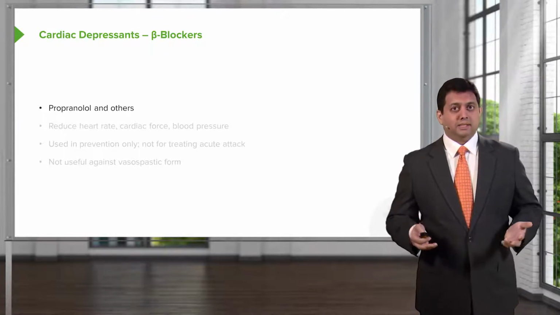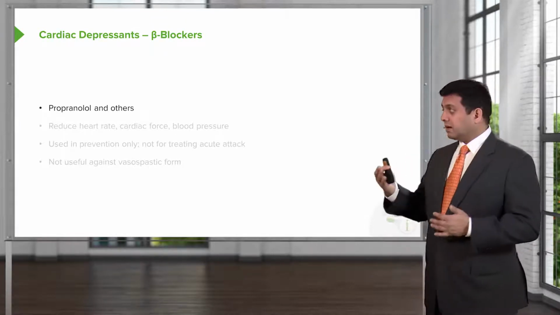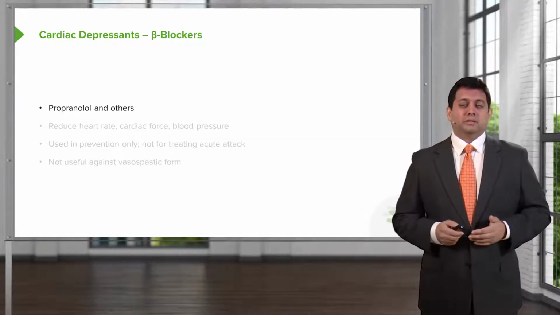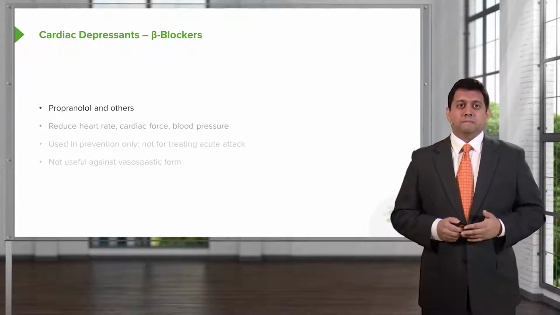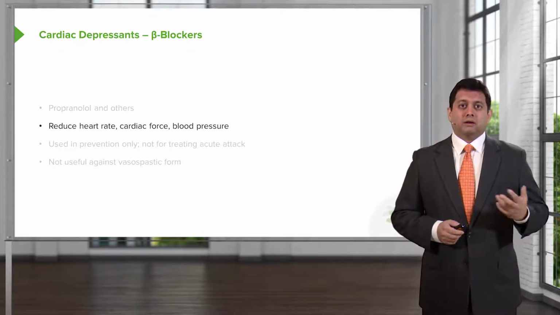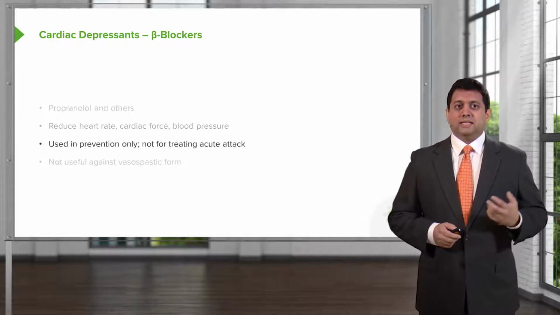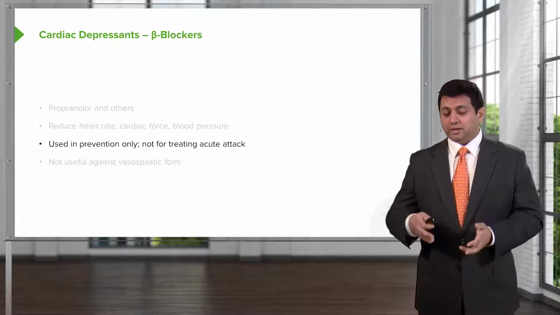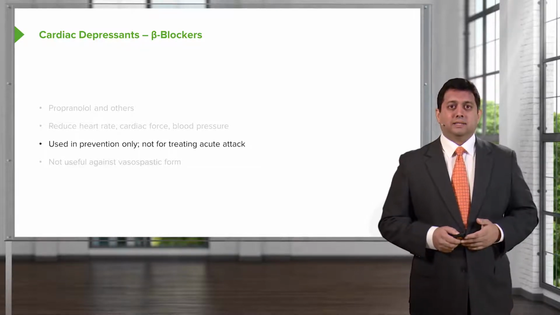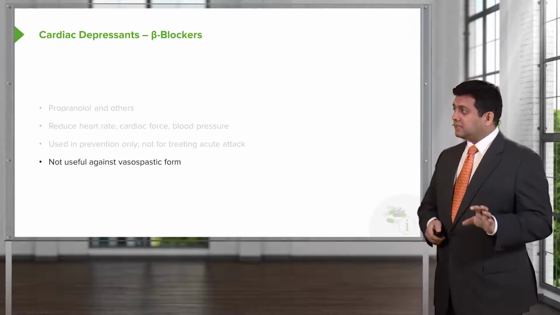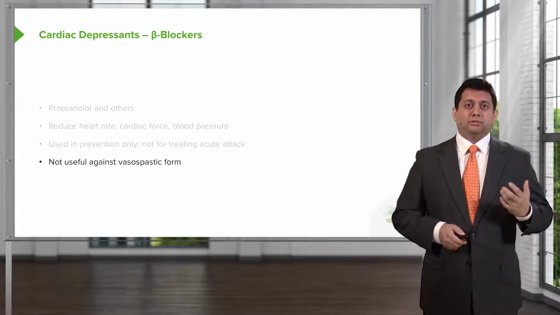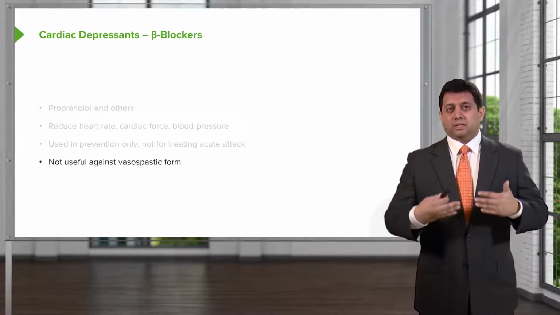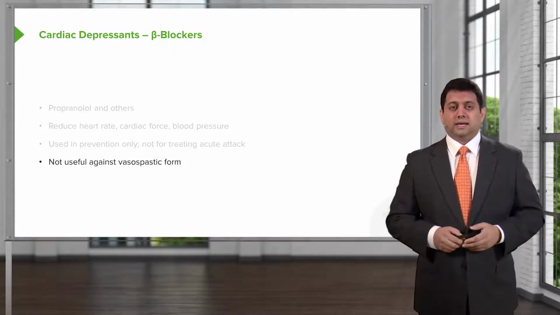Other cardiac depressants can be beta blockers. So you talk about propranolol as the prototypical drug, and I've already mentioned beta blockers multiple times in previous lectures. Beta blockers reduce heart rate, cardiac force, and blood pressure, and it's used in prevention only of angina. It is not for treating acute angina attacks. Remember that vasospastic forms of angina do not respond well to beta blockers. What beta blockers do is just reduce the oxygen demand that the heart is asking for.